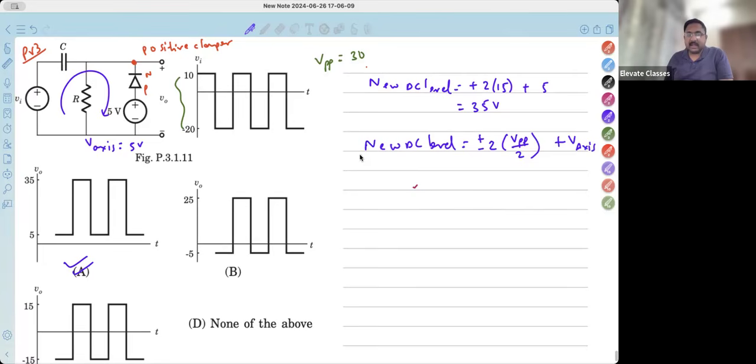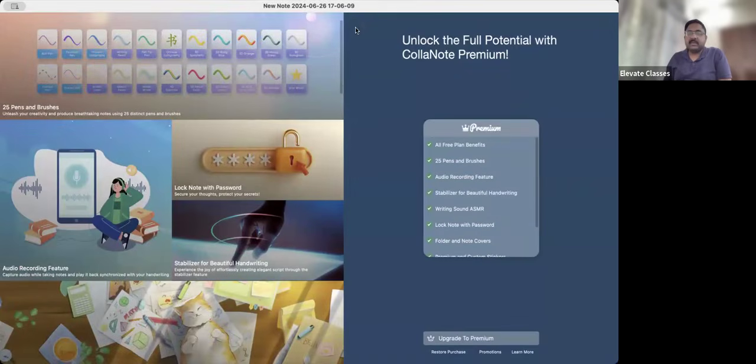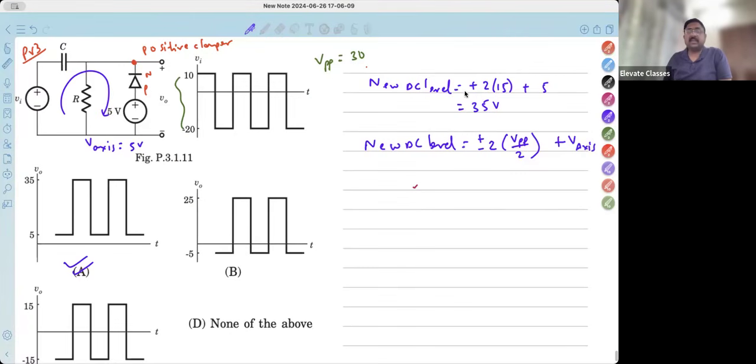So you can analyze the circuit in the right way, but it will take you time. So both for clippers and clampers, I would recommend you use the trick. It will help you. It will save your time in the exam.